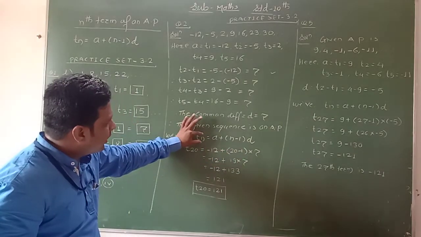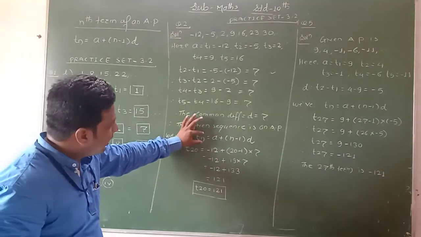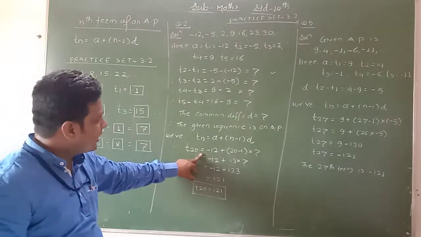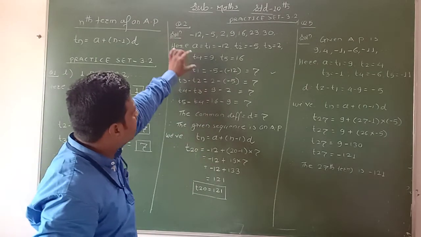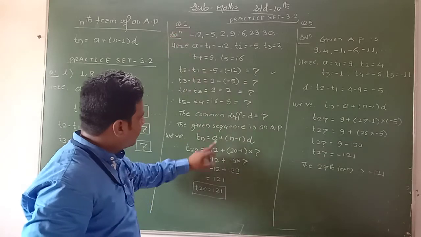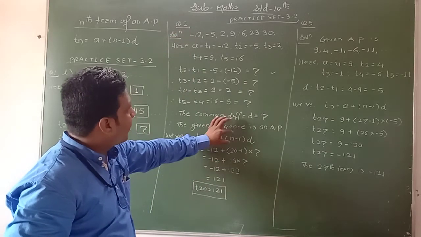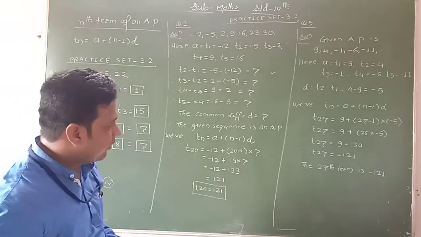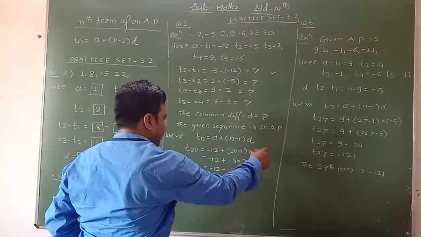Now we have to find the 20th term. Therefore here we put the value of n as 20. Here we get T20 is equal to the value of a, that is the first term of the arithmetic progression, minus 12, plus the value of n, which is 20, 20 minus 1 into the common difference, that is 7 here.